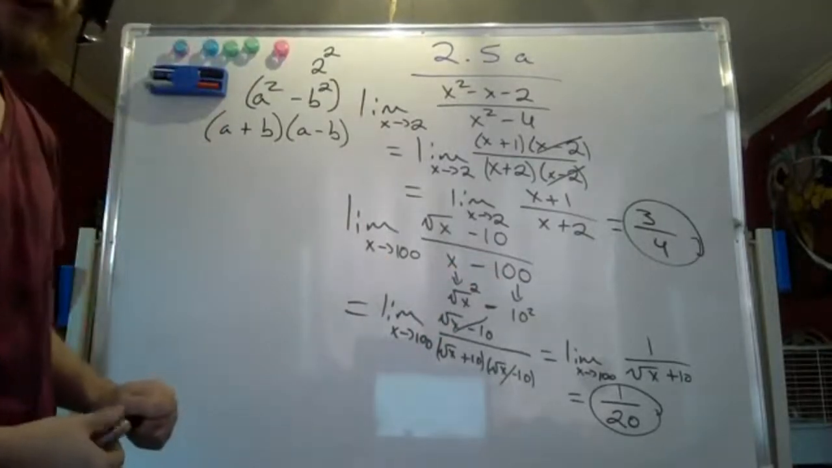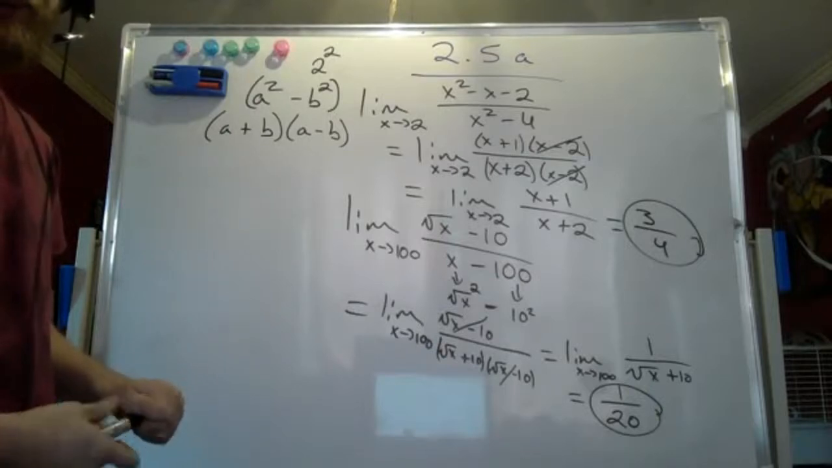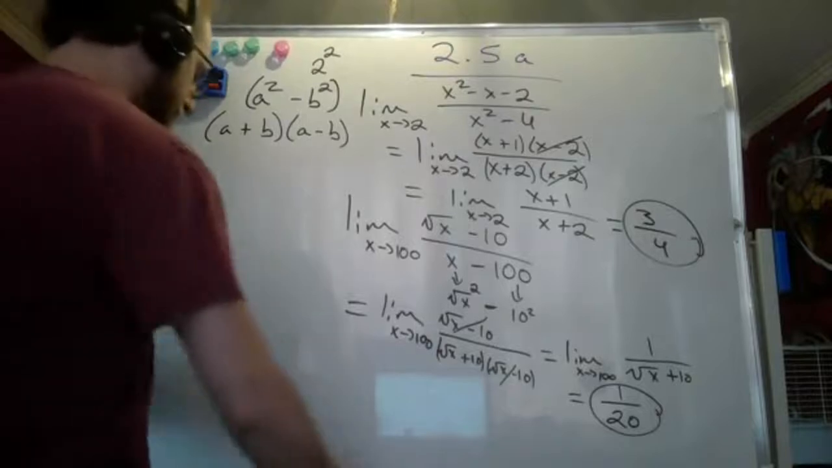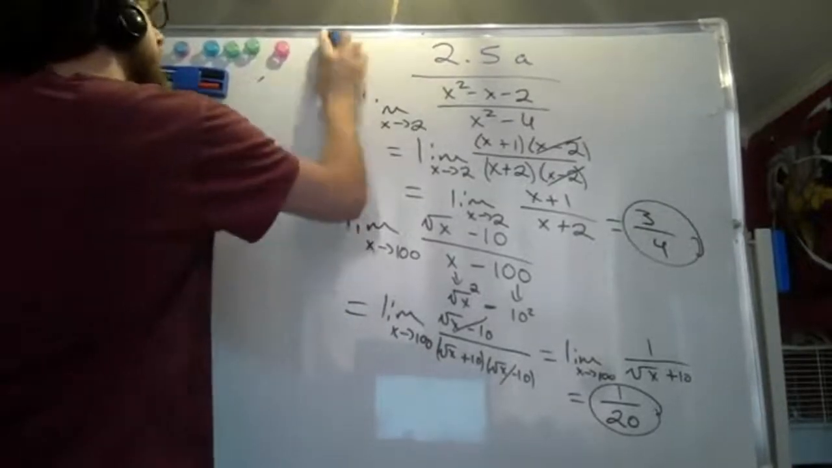Let's do 2 more quick examples, and then we'll move on to 2.5b.